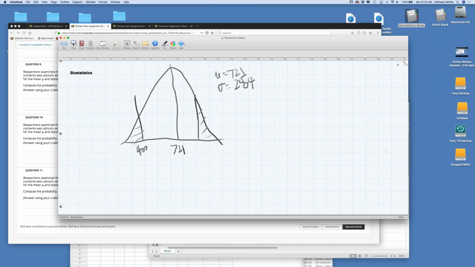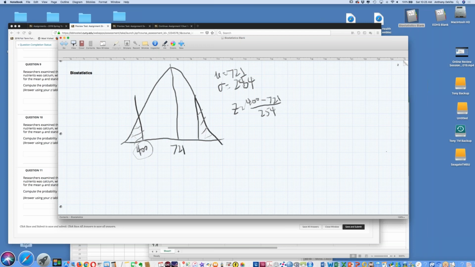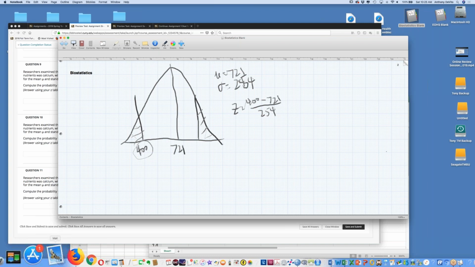So I'm going to start with under 400. What's the z-score for a daily intake of 400? There's a probability I would pick someone that's in this area here, a daily intake of under 400. So z is going to be equal to 400 minus the mean, 721, over 254. Okay, so I'm going to get my calculator out because I suspect this is going to be a nice even number.